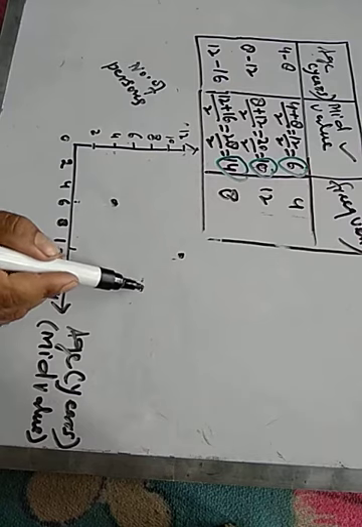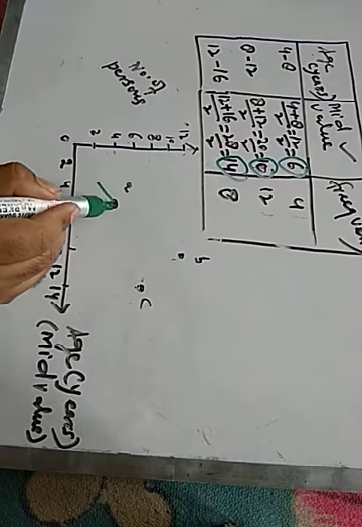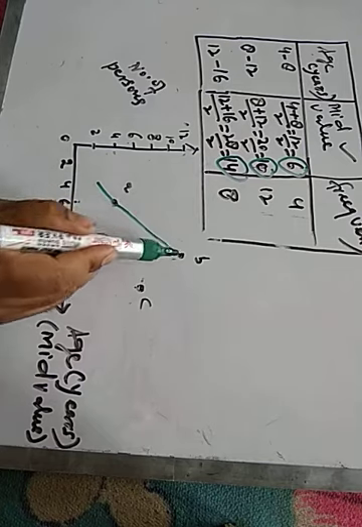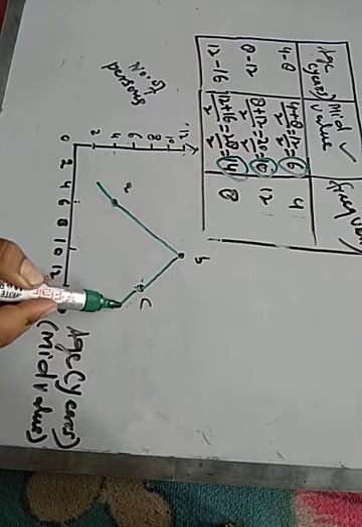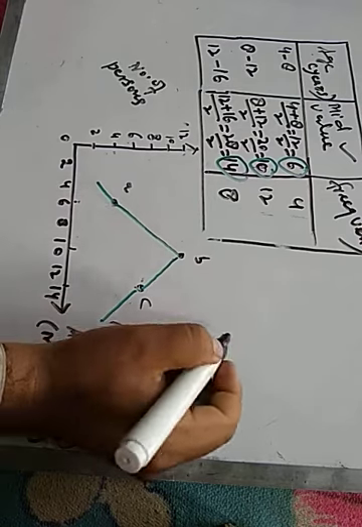Now by joining these points, point A, B and C, we will get a curve which is known as frequency polygon curve.